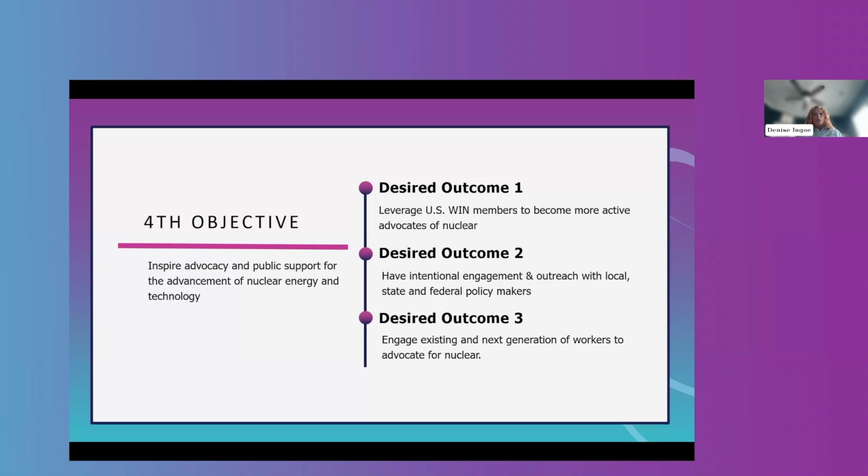We also, through desired outcome number 2, want to have intentional engagement and outreach with local, state, and federal policymakers. I make it a point to always go and meet with my congressmen and senators when they're in the area. And you'd be surprised that not a lot of constituents take the time to go and meet them in person. It's usually about a 30-minute appointment that you can book with them, and you can just tell them how nuclear technology is used and how important it is to our daily lives.